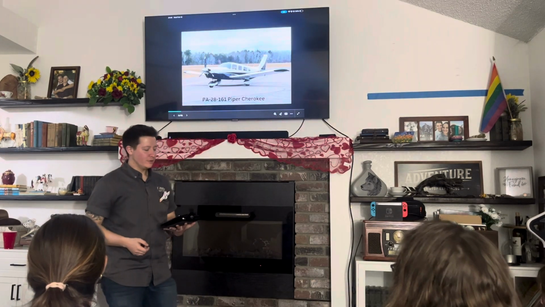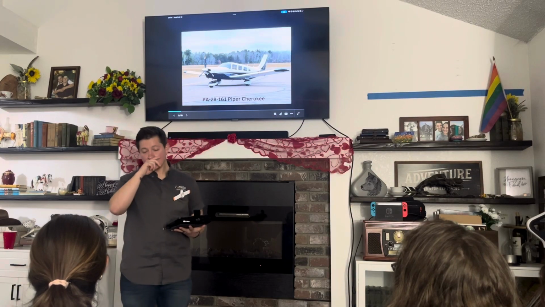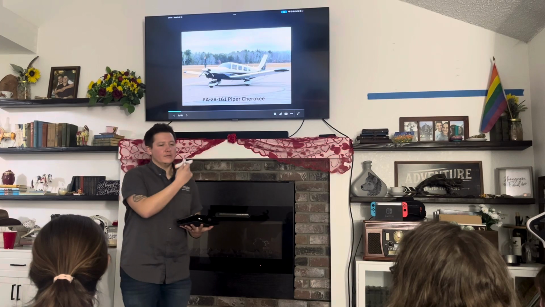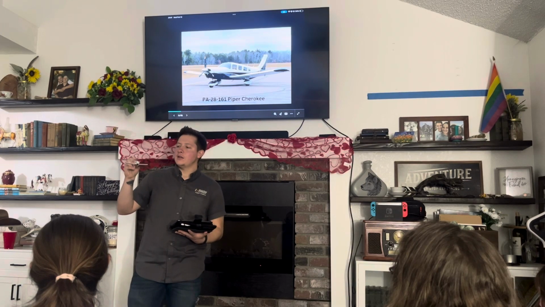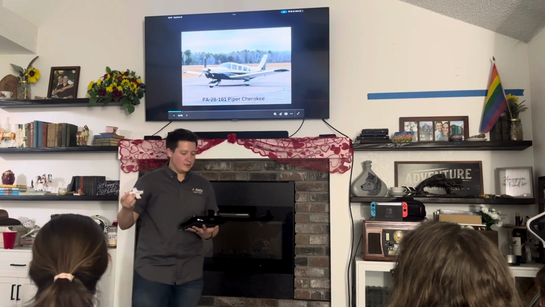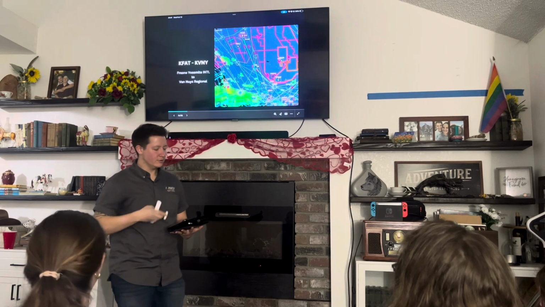So to introduce you guys to our aircraft, this is the PA-28-161 Cherokee. This is a four-seater aircraft, lovely for the four of us. We have a single piston prop, and we also have a low wing structure with fixed gear. So let us introduce ourselves to our flight.